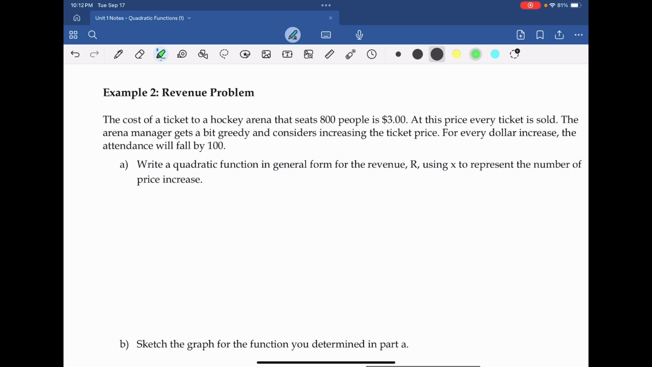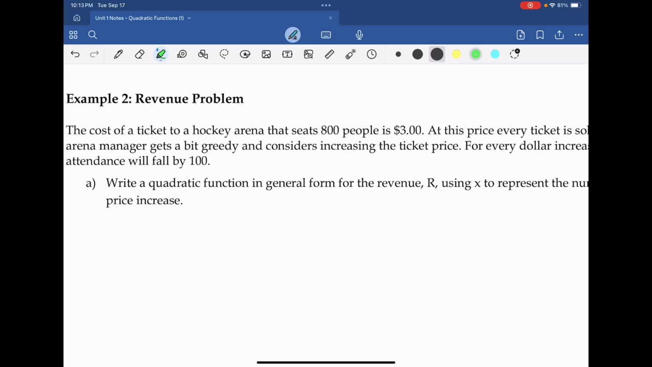The cost of a ticket to a hockey arena that seats 800 people is $3. So we have an original quantity of people and original price. At this price, every ticket is sold, meaning they've sold out. The arena manager then gets a little greedy and says, well, let's see if we play around with the price. If we increase by $1, then supposedly by market research, attendance falls by 100 people. So, even increasing it by $1 is enough to steer a ton of people away, which is kind of unfortunate, but that's just the way the problem is.